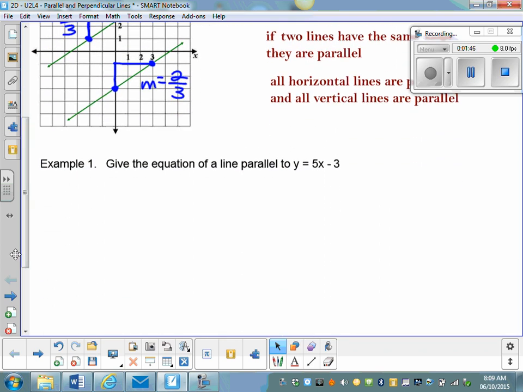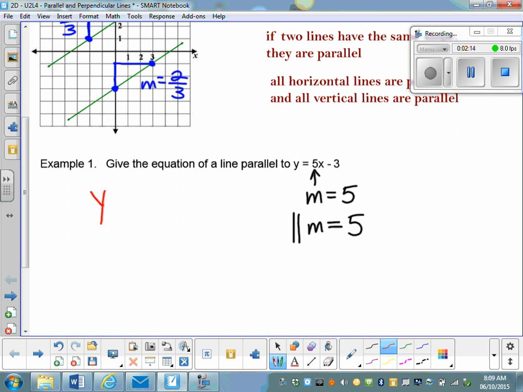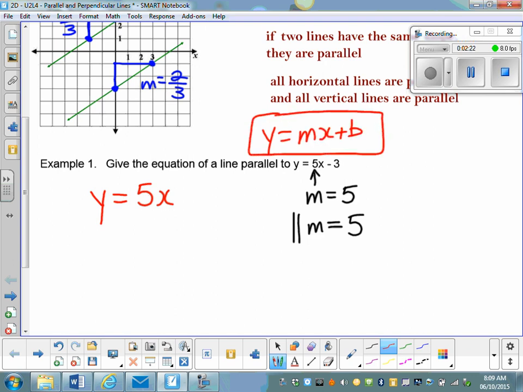So let's take a look at this example here. Give the equation of a line that's parallel to this line. So we know from this equation that the slope is equal to 5. So the slope of the line that's parallel to that is going to be the same. So I need to write the equation of a line that has a slope of 5. Remember, we're using y equals mx plus b here. So y equals 5x would be an example of a line that's parallel to y equals 5x minus 3. I could write y equals 5x plus 8. Any y-intercept I could add on to the end of that to make it parallel to y equals 5x minus 3.